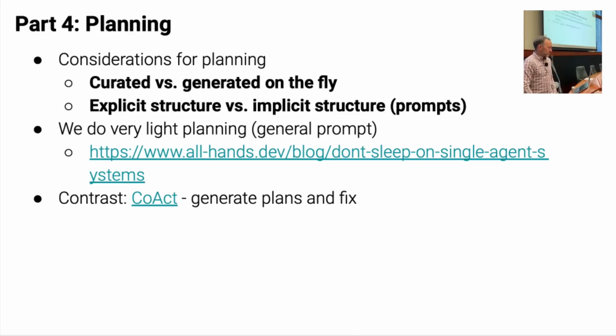There's also some other examples, and I wanted to introduce a few papers. One paper I liked recently is called COACT, where you generate plans and then go in and fix them. The basic idea is that if you need to deviate from your plan, you can figure out that your plan was not working and go back and deviate from it.